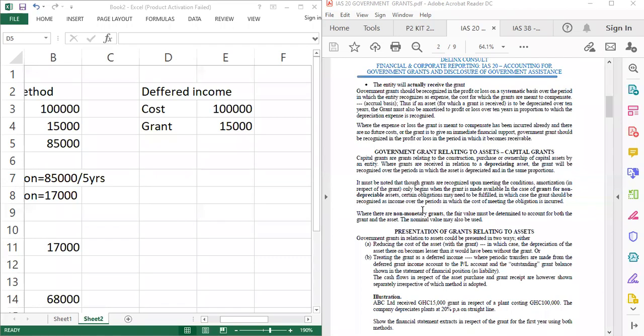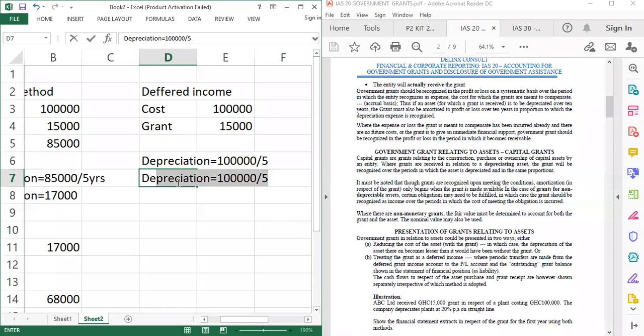All right. So let's come to deferred income. The asset will be carried at the old amount, which is 100,000, and the depreciation will be what? 100,000 divided by 5. The depreciation will be how much? 20,000.